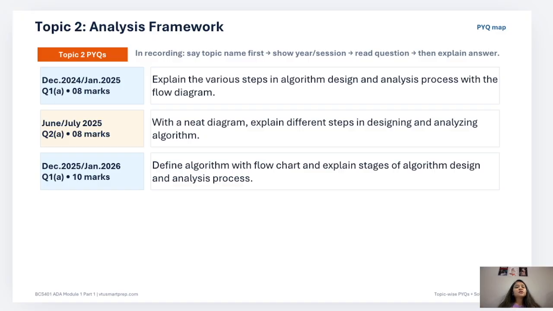Next, we have June, July 2025: with a neat diagram, explain different steps in design and analyzing the algorithm. Next question, which was asked in December 2025, January 2026: define algorithm with flowchart and explain the stages of algorithm design and analysis process. So the analysis framework is usually asked along with the design process.